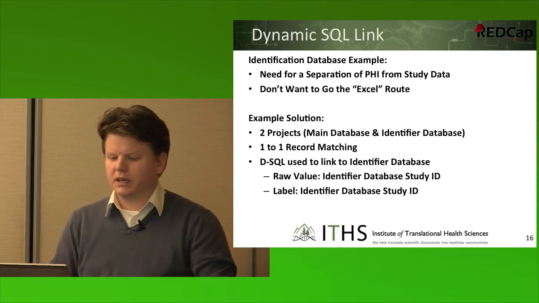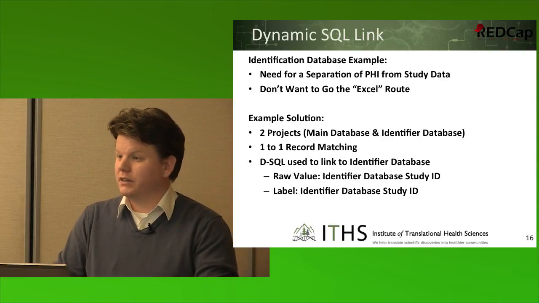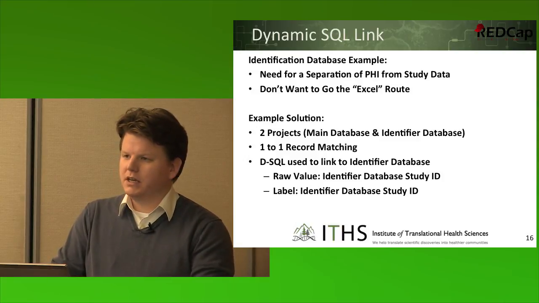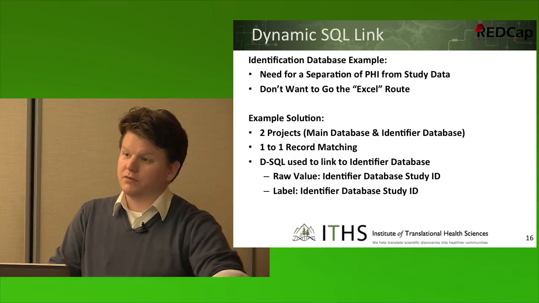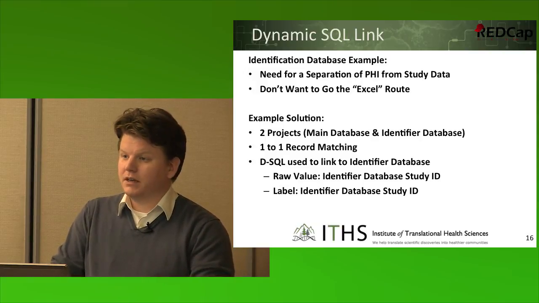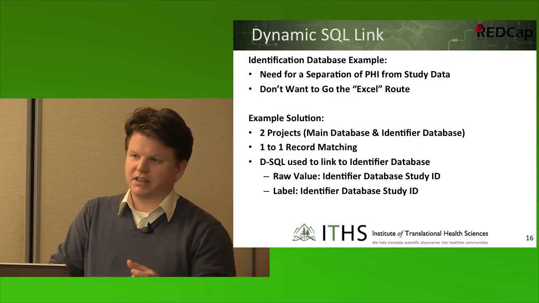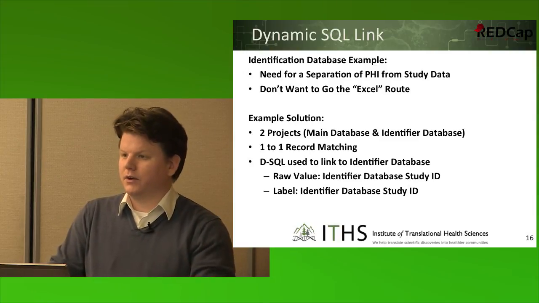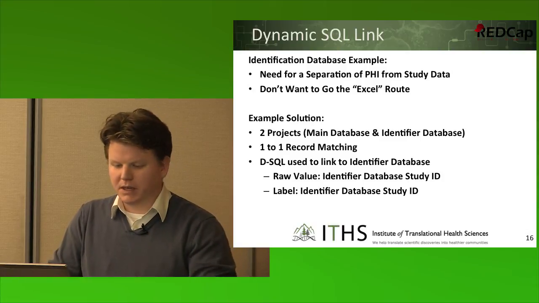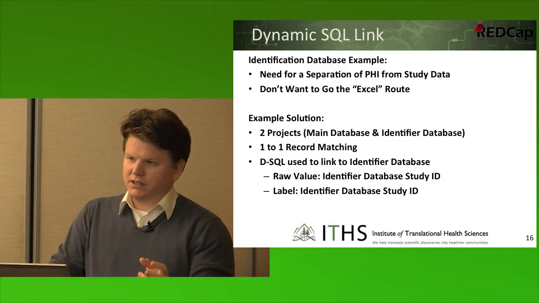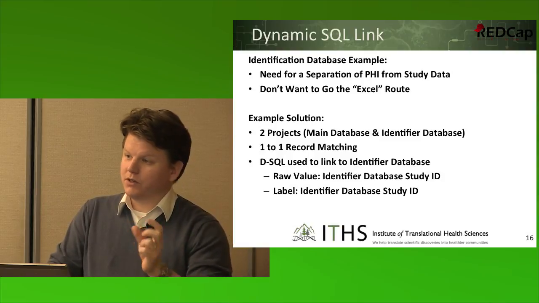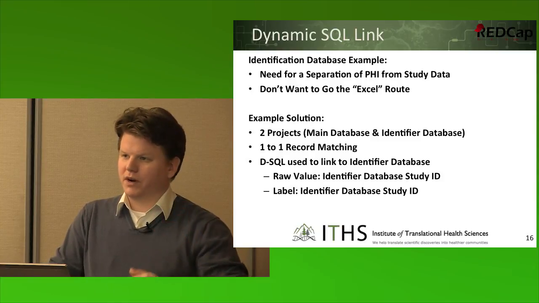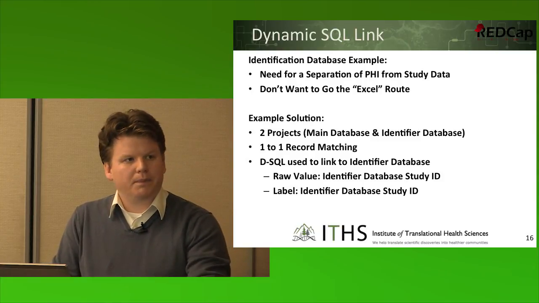So another one would be similar to what we saw with the Amalga bridge, a project where you have an identifier database and a main database. And they want to separate the identities from the main database. So you still want the link saying, okay, study ID 1 in the main database belongs to John Doe, which might be study ID 14 in the other database. So here you use the dynamic SQL link to do a one-on-one matching between the two, saying like, okay, this record belongs to this person in the other one. So instead of having multiple records per person, it's just one-on-one.